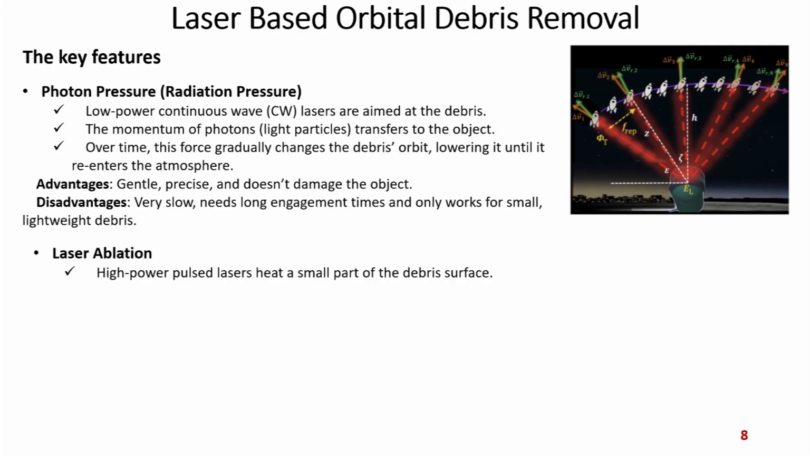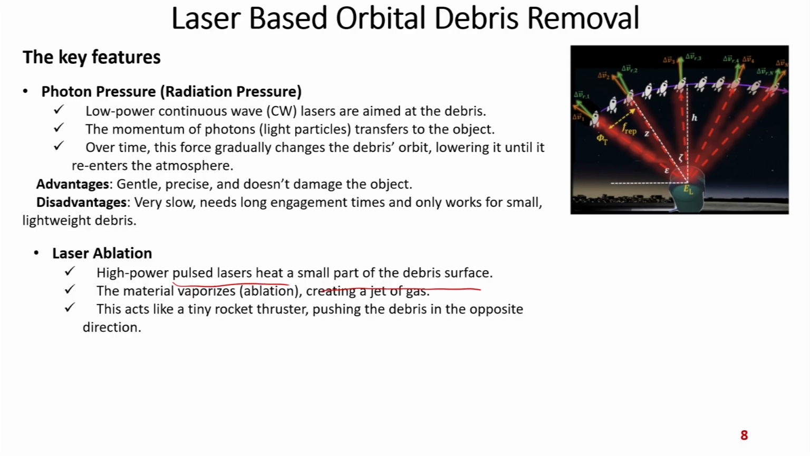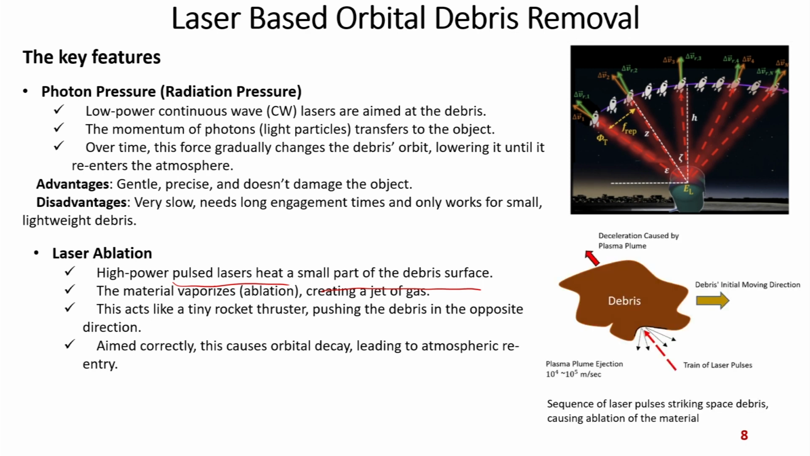So, what is done here? High power pulsed lasers heat a small part of the debris surface, and the material vaporizes, which is called ablation, creating a jet of gas. This jet of gas acts like a tiny rocket thruster pushing the debris in the opposite direction, if it is aimed correctly. This causes orbital decay leading to atmospheric re-entry. So, this is the concept shown here: the laser pulse and you get the plasma plume ejection. So, this acts like a thruster. It becomes like a mini rocket.